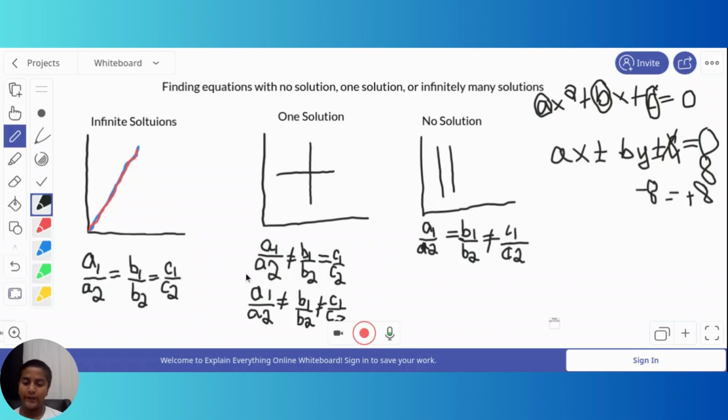That's your C1 and that's your C2. Otherwise, if it's positive and there's a 0 after the equation, then C is going to be your positive numerical value.